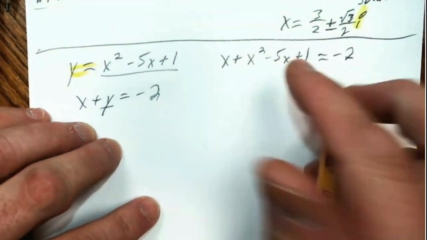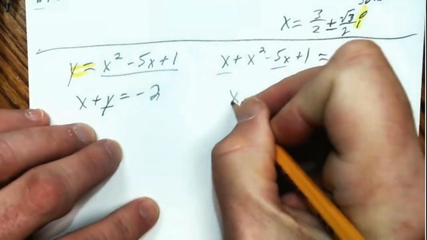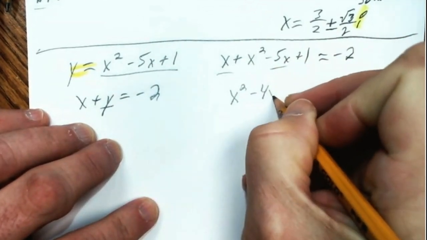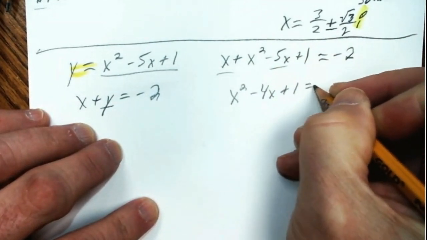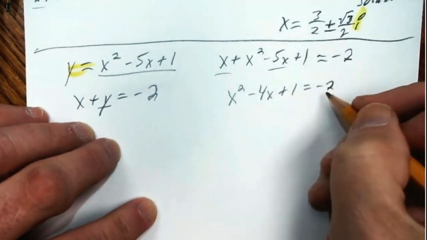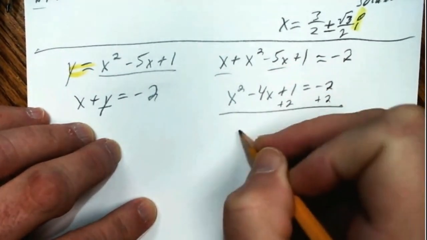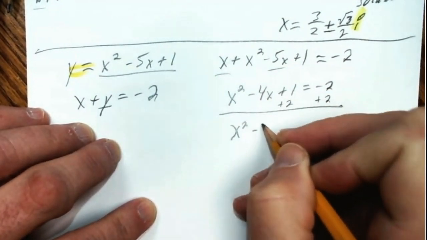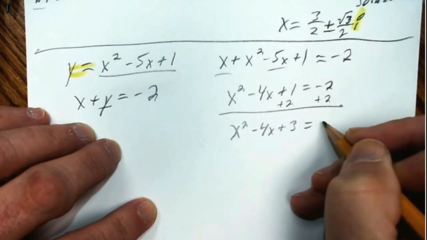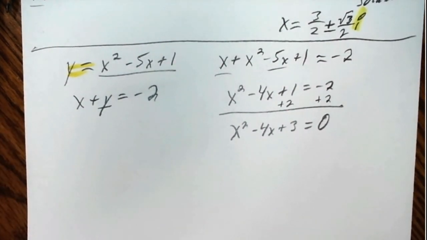Let's simplify this because we have some like terms. We only have one x squared, so it's out front. But we have an x and a -5x, so we have -4x plus 1 equals -2. We've got to set it equal to 0 to solve quadratic equations, so add 2 to both sides. x squared minus 4x plus 3 equals 0. Okay, perfect.